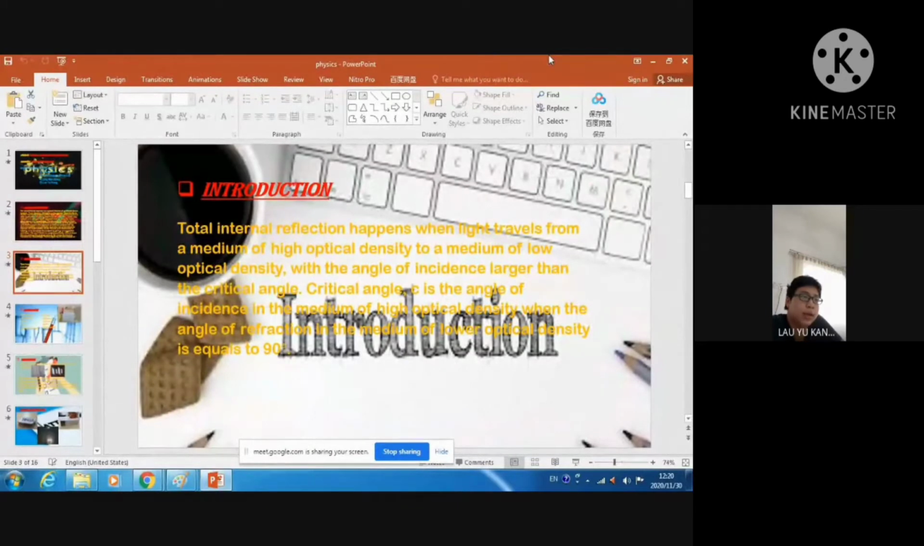Total internal reflection happens when light travels from a medium of high optical density to a medium of low optical density, with the angle of incidence larger than the critical angle. Critical angle C is the angle of incidence in the medium of high optical density when the angle of refraction in the medium of lower optical density is equal to 90 degrees.